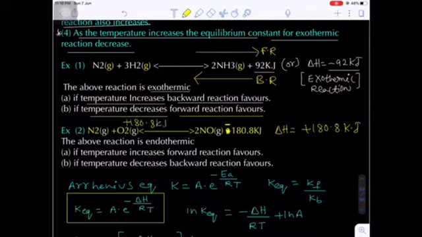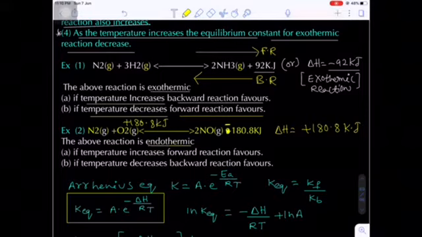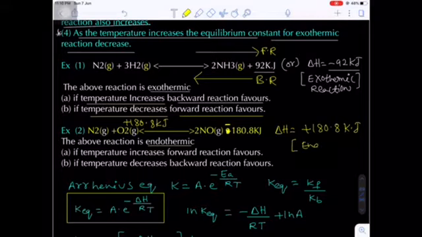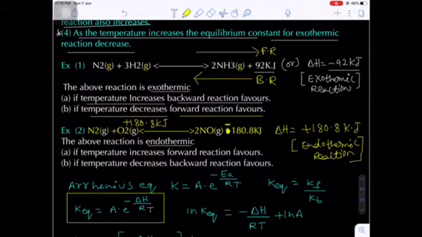In the sense, what happens? The reactants are absorbing the heat energy. That means this reaction is what? Endothermic reaction. Otherwise, with the help of the delta H sign, if the delta H is positive, immediately we can conclude this reaction is an endothermic reaction. This is very important. By seeing the delta H sign, if delta H is negative, it is an exothermic reaction. If the delta H value is positive, that is endothermic.